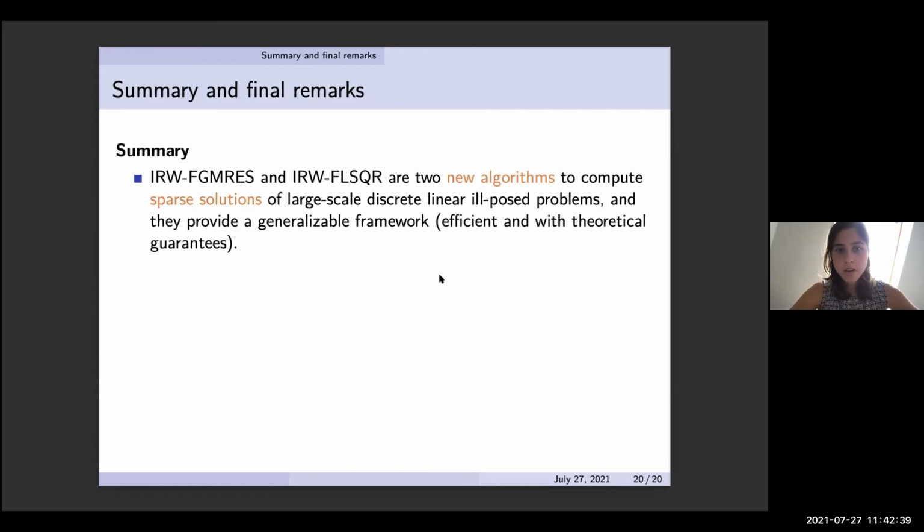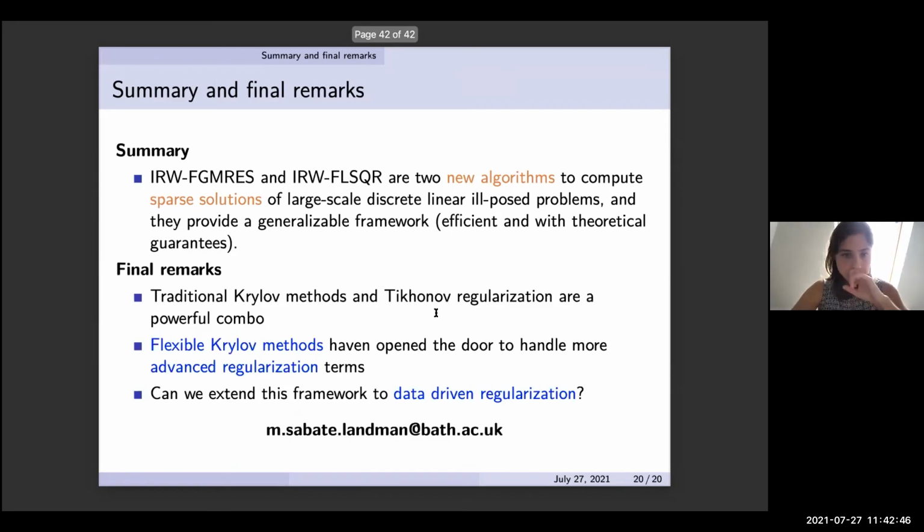I quite like that they provide a very generalizable framework, which I think is really nice. To me, the main point is that, as I was saying in the final remarks, Krylov methods are great. They've been working amazingly. Tikhonov is great. It's also been working really fine. But if we want to start doing more advanced regularization terms, we can still combine and reuse a lot of the classical techniques and classical understanding that we had of the methods.